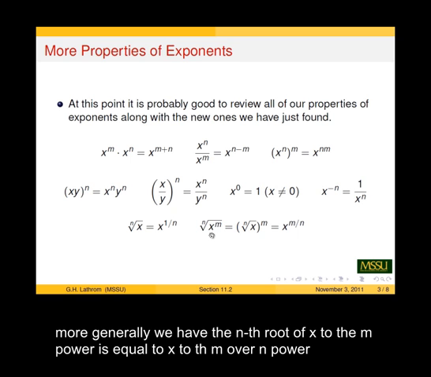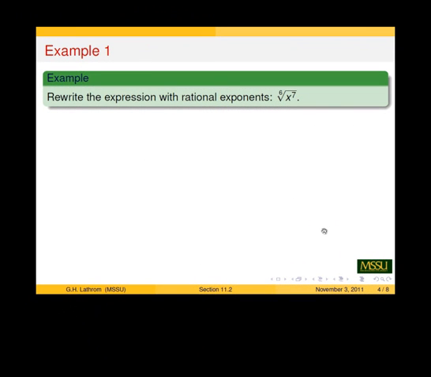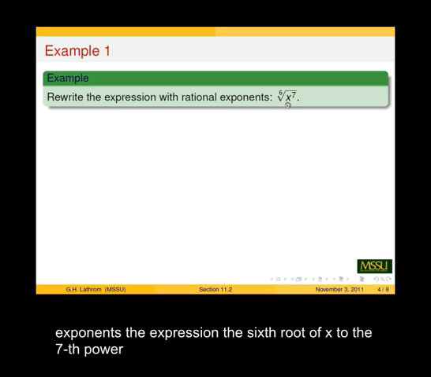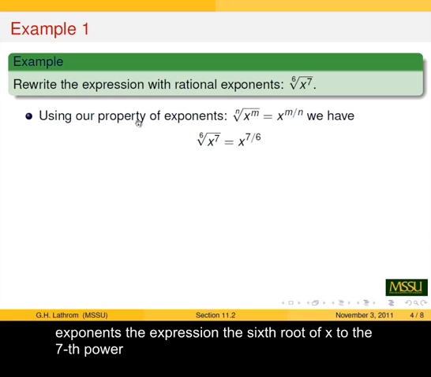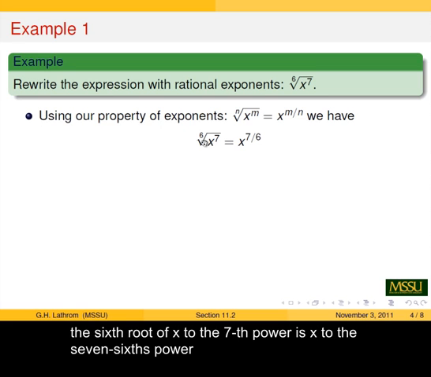More generally, we have the nth root of x to the m power is equal to x to the m over n power. For example 1, let's suppose that we are asked to rewrite with rational exponents the expression the 6th root of x to the 7th power. Simply using our properties of exponents, the 6th root of x to the 7th is x to the 7 over 6 power.